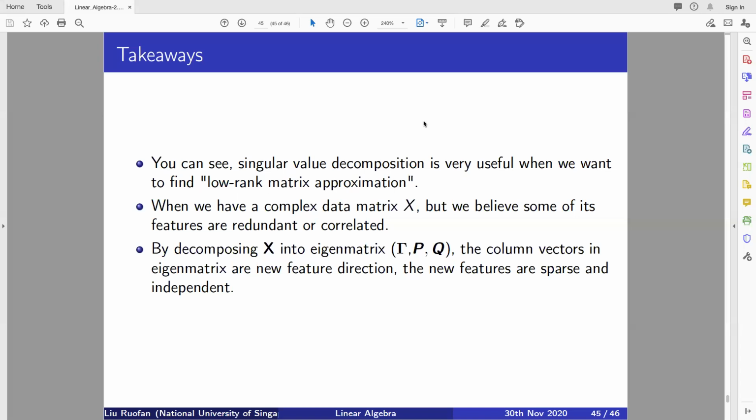This talk has already taken almost 1 hour. So I have to stop here, and thanks Ruofan for his good talk. So the next one, how about Wang Chao? Hello, Wang Chao. Okay, so yeah, I'm here.